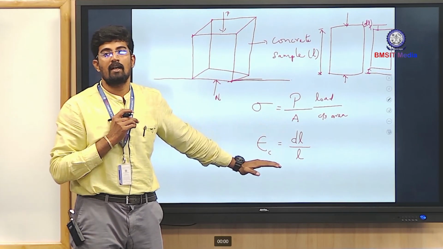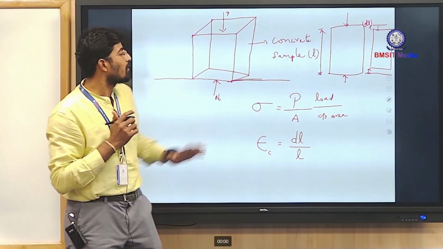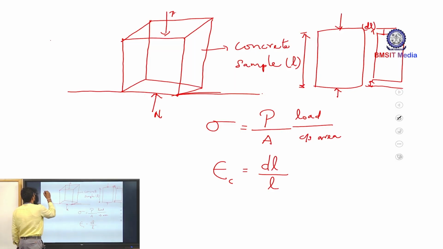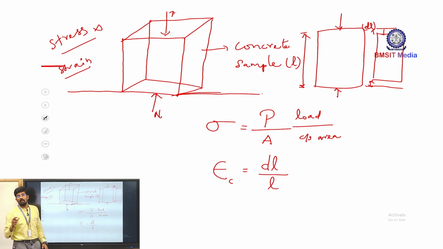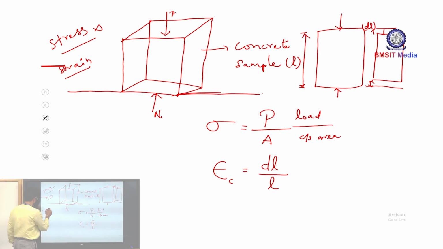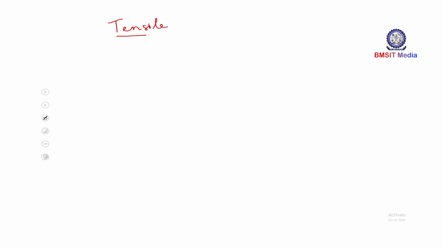So change in length by actual length. So this is nothing but your stress and strain. Stress is nothing but load by area, and strain is nothing but change in length by the original length. So this is compression. Same for tensile: tensile stress and respective strain.